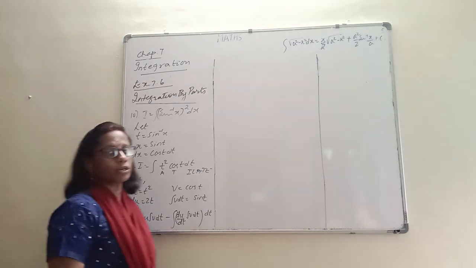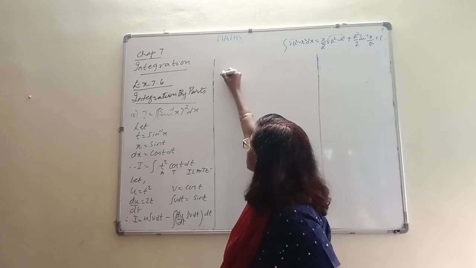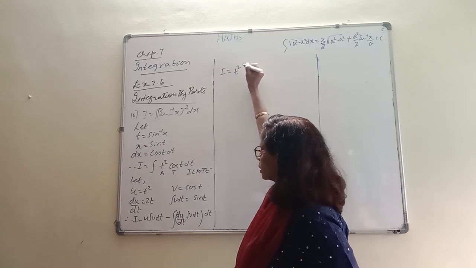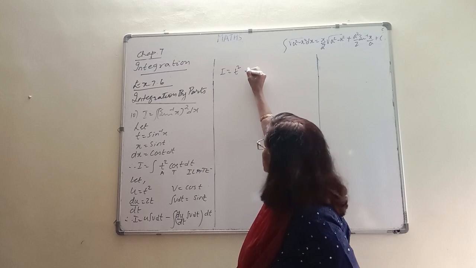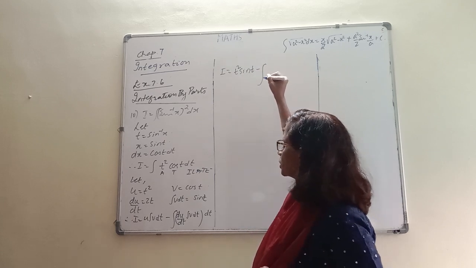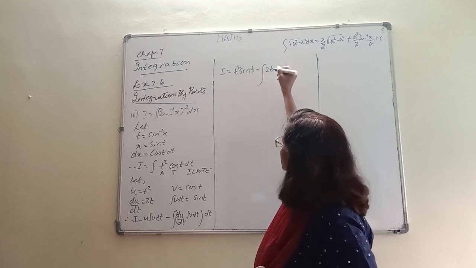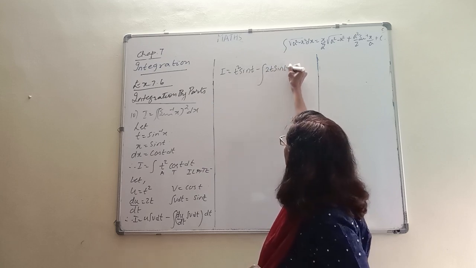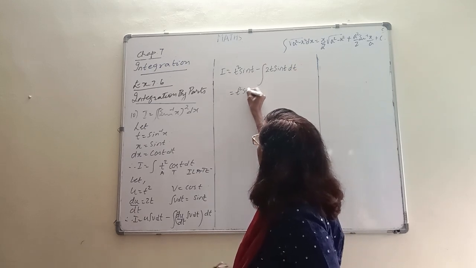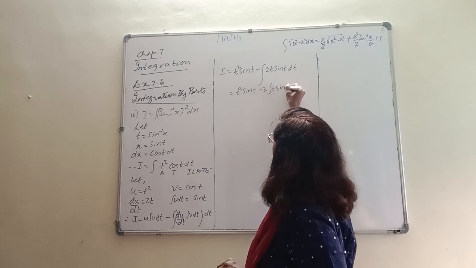Let's quickly make all the substitutions and see how you're going to get the thing. I now becomes, u for us is t squared, integral v dt is sine t, minus du over dt, that is 2t, and integral v dt, sine t, dt. So this becomes t squared sine t minus 2 outside, t sine t dt.